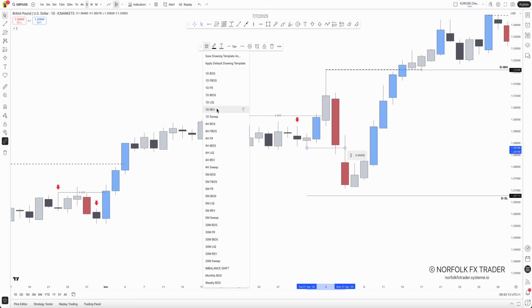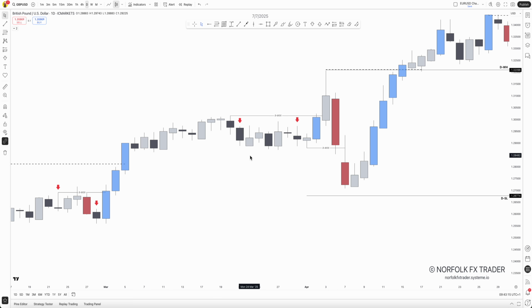But this is showing me a break of structure. Now, a valid break of structure does not occur until the close of this candle. And once we see this candle closing bullish, that becomes, and I'll have to just change this quickly for you.